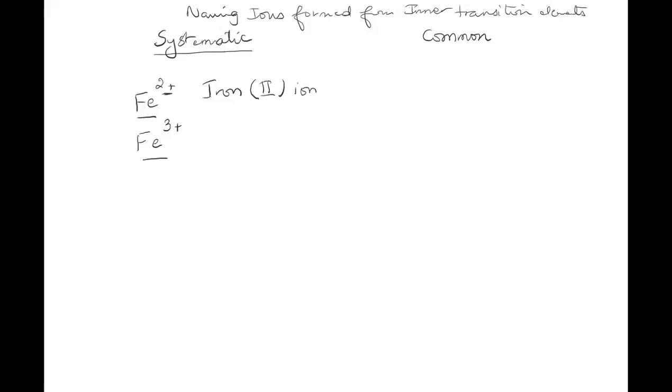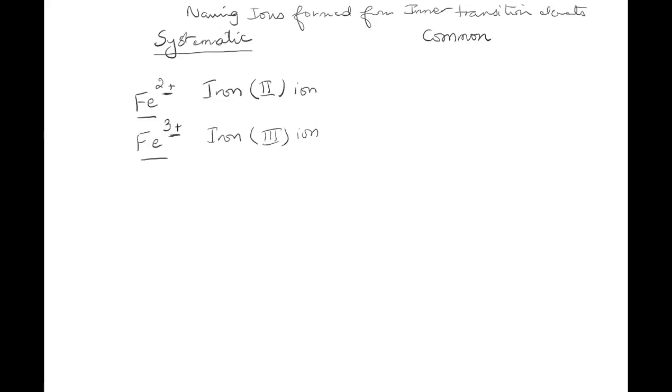Okay, with the Fe3+, we're going to call that iron. And again, the charge is 3+. So I'm going to put the magnitude of the charge as a Roman numeral in parentheses, 3, and then the word ion. So you have the iron(II) ion and the iron(III) ion.